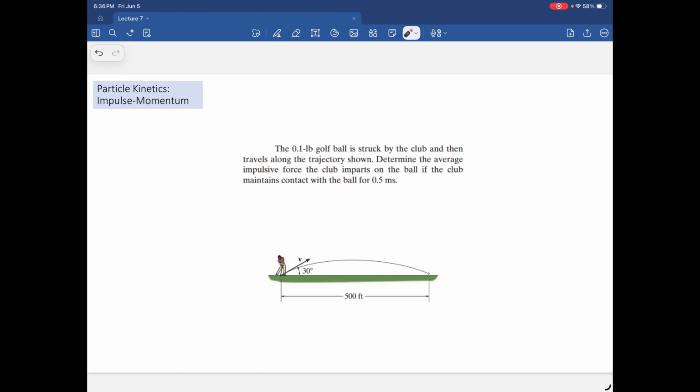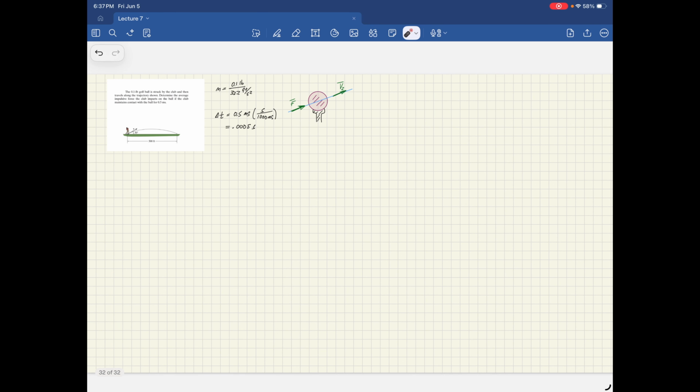We're in the English system. We have a 0.1 pound golf ball that is struck by the club, then travels along the trajectory shown. So this is going to be partially a projectile motion problem. Determine the average impulsive force the club imparts on the ball if the club maintains contact with the ball for 0.5 milliseconds. So we do have some information here, and we're going to be able to calculate the force.